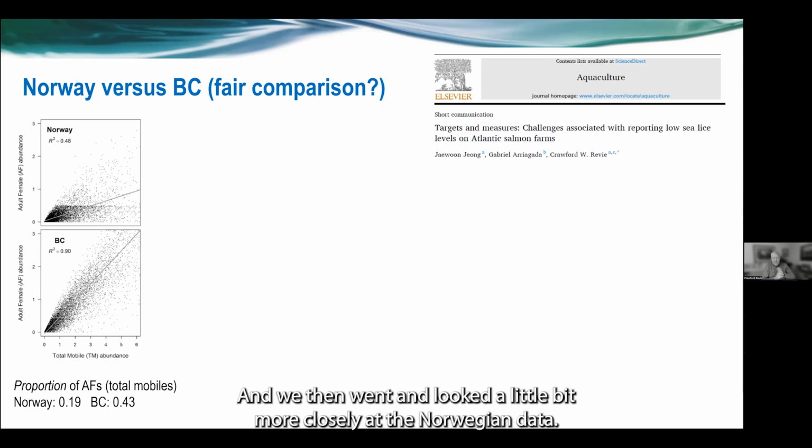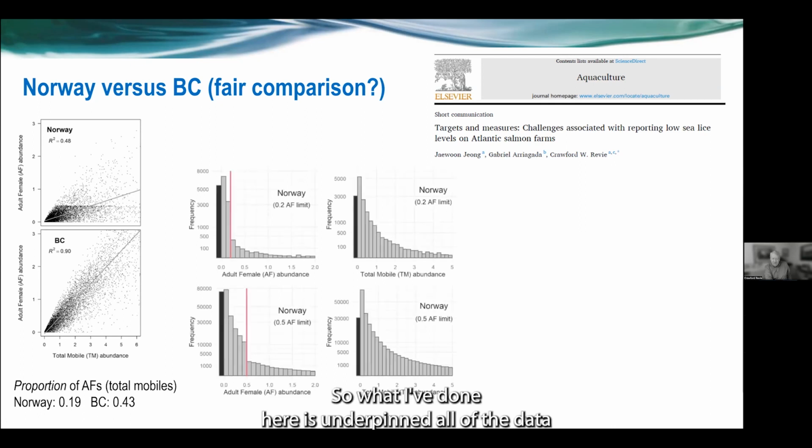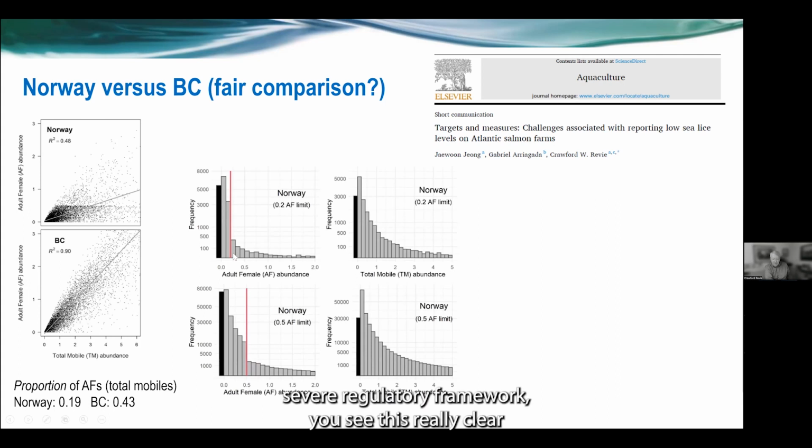And we then went and looked a little bit more closely at the Norwegian data. What I've done here is I've binned all of the data into 0.1 groups. And when the adult female limit in Norway is 0.2, i.e. during the more severe regulatory framework, you see this really clear kind of drop off. We call it a cliff edge or an edge effect in the data.